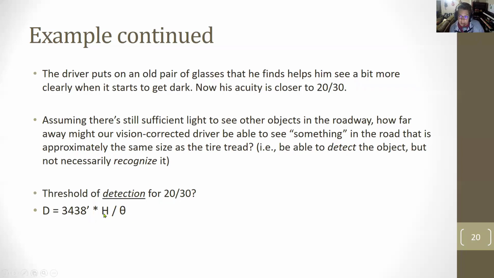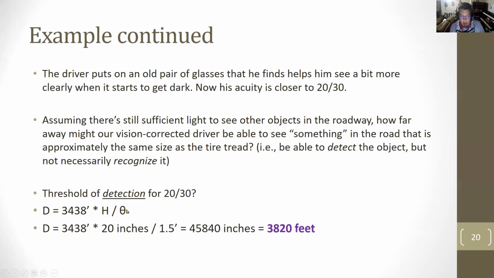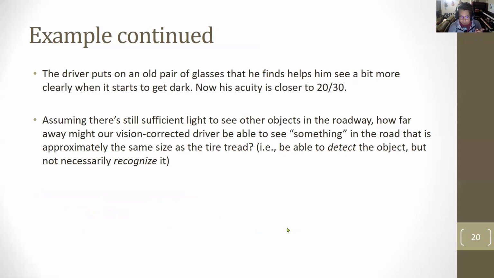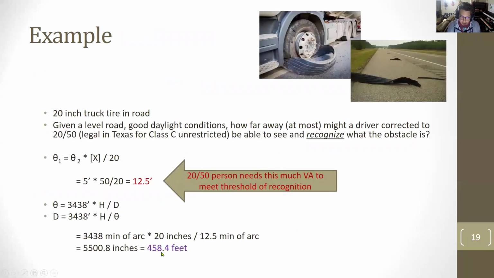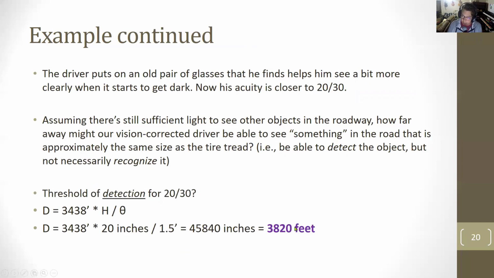I still know my H here. Let's say it's about the same size. It's still 20 inches, but now I have a different value of theta here. When I plug those in, I get 45,000 inches, and that accounts for 3,820 feet. So again, comparing that to the previous one, about 460 feet versus almost 10 times as much. And that kind of makes sense. I have considerably better acuity, and I'm also asking about threshold of detection, which is about 5 times smaller than the threshold of recognition.